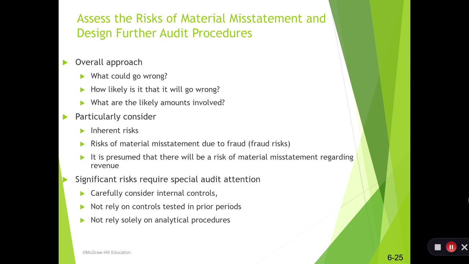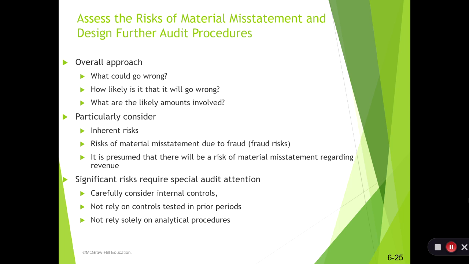So once we identify those significant risks, that's going to impact how we do our testing. And so obviously, if revenue is a significant item, then we're going to have to consider the internal controls around revenue, making sure it's recorded correctly, making sure there's validation or valid transactions.